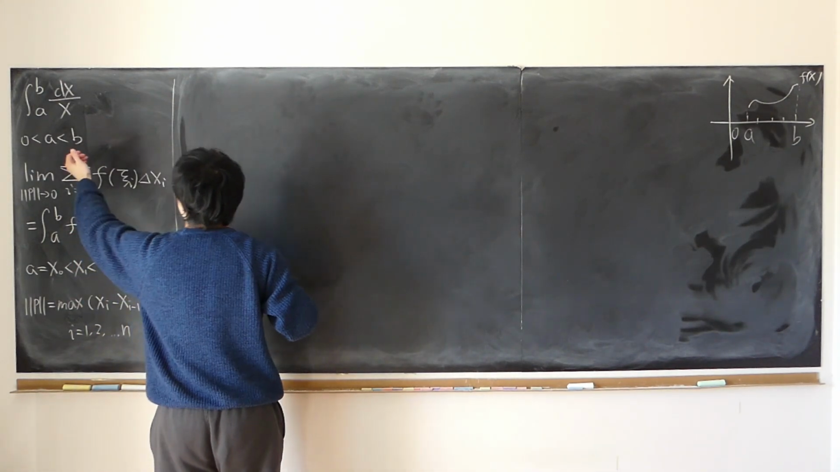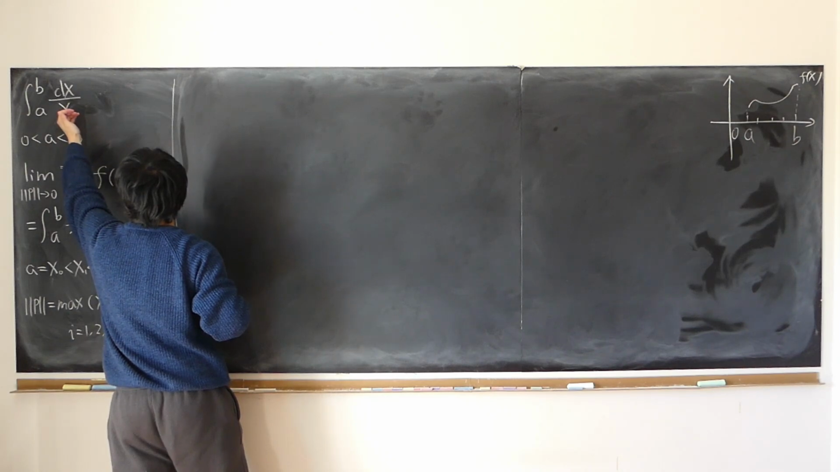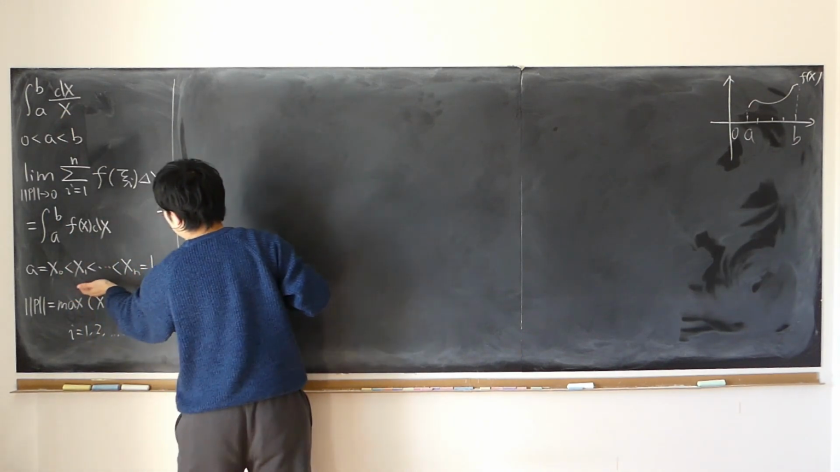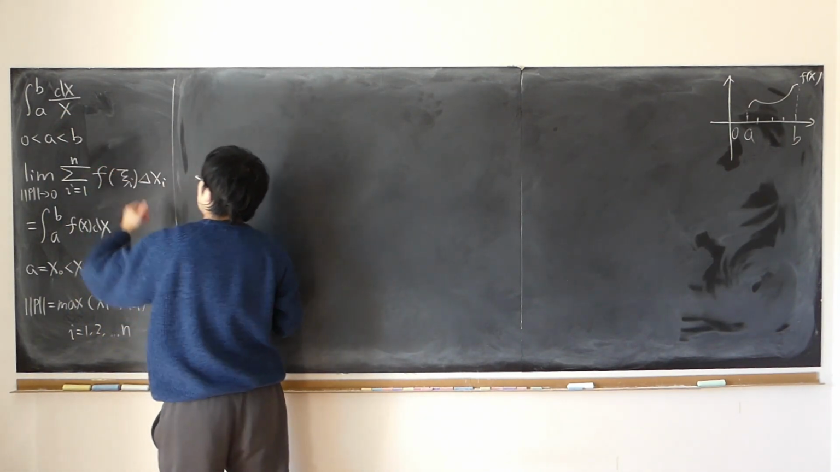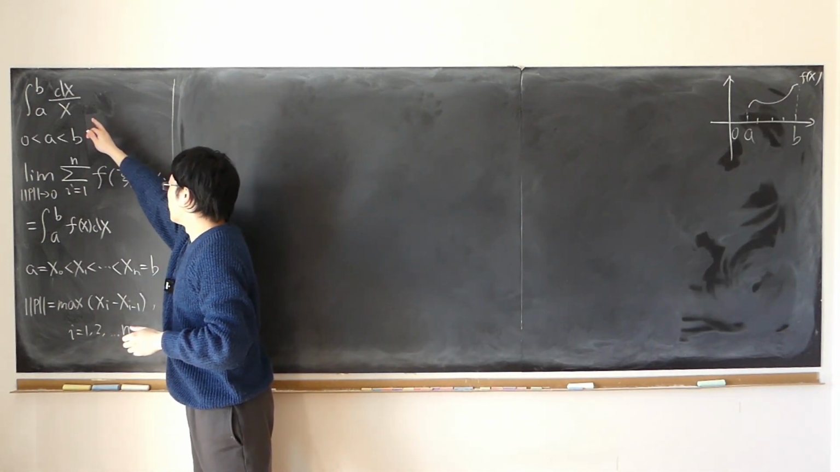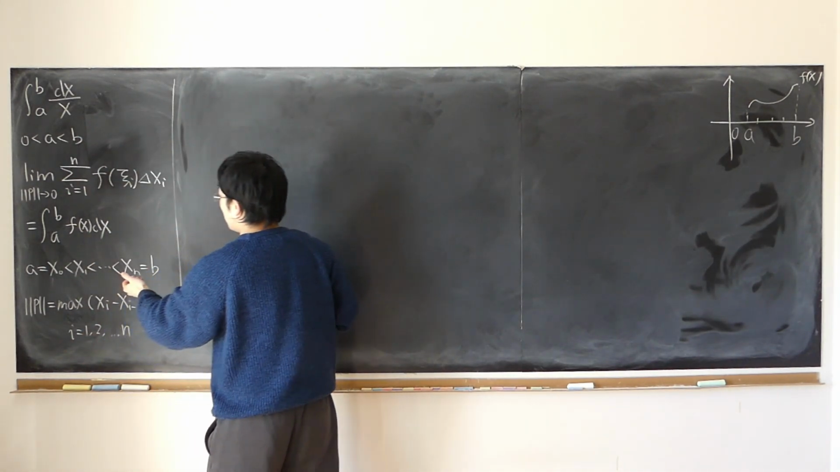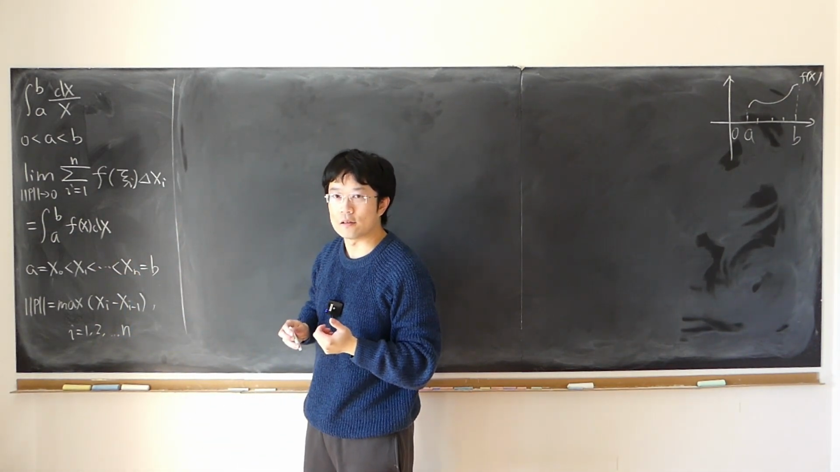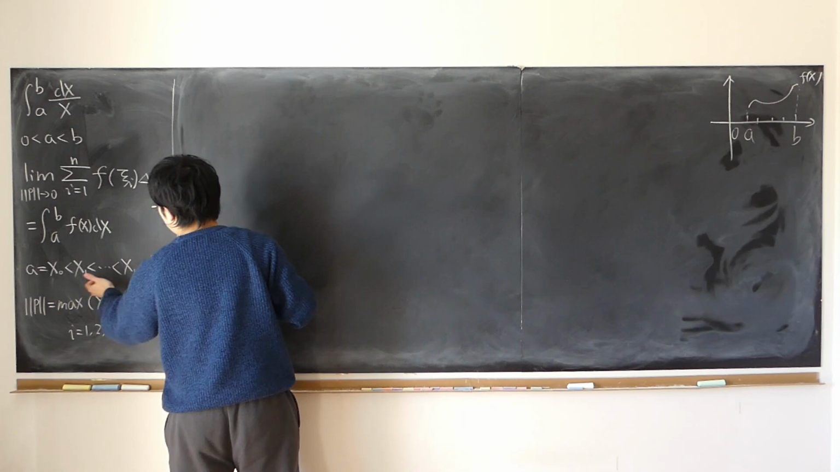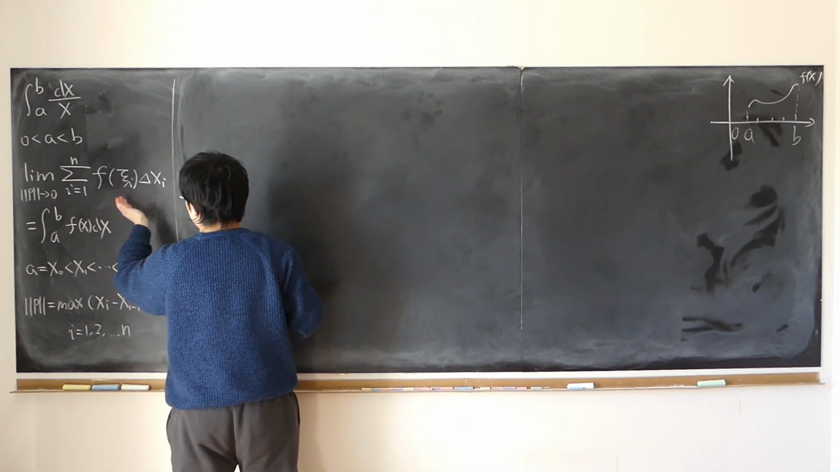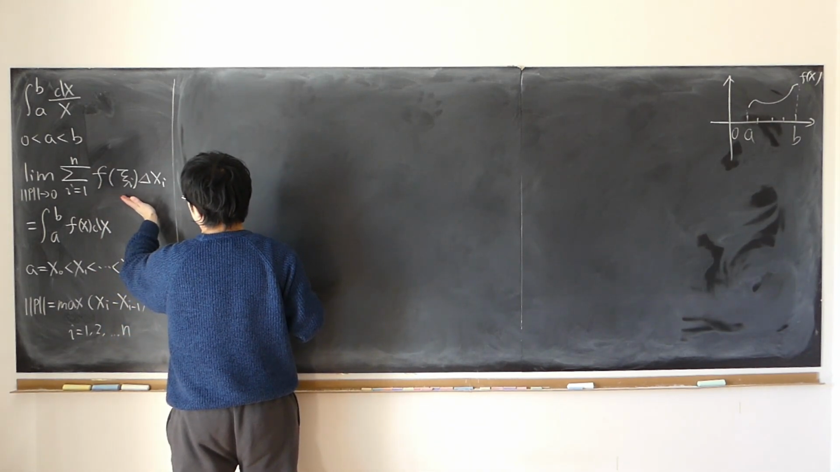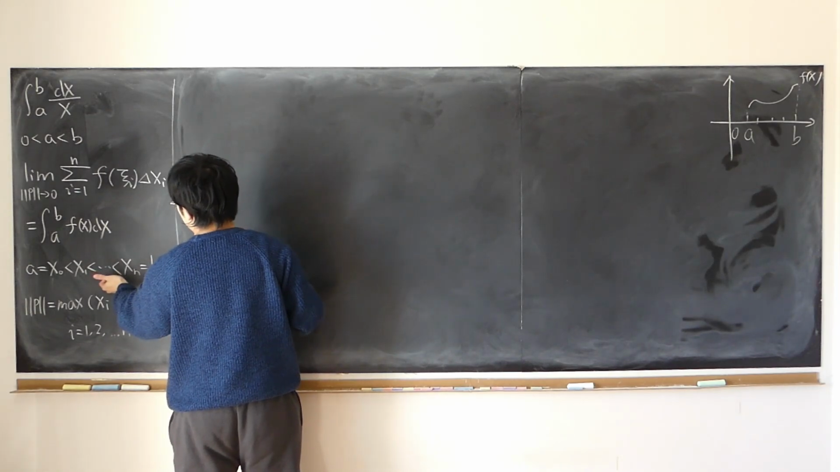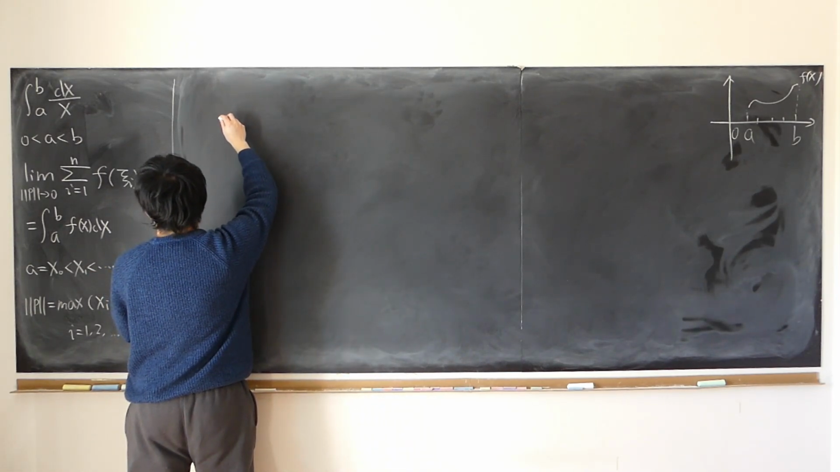But the question is, how do I partition this function? First of all, this function is continuous, therefore it is Riemann integrable. But do I need an even partition? I say no. The definition says any partition is okay. So it's okay for me to use a special partition.